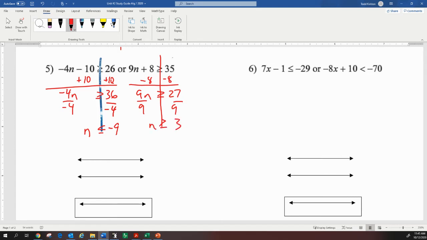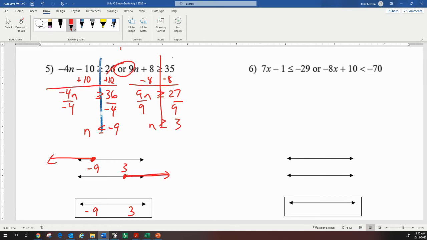Okay, so make your graph. Put a -9 there and a 3 there. Same answer is going to go down below. So I'm less than or equal to -9, and I am greater than or equal to 3 as my two graphs. This is an OR problem.